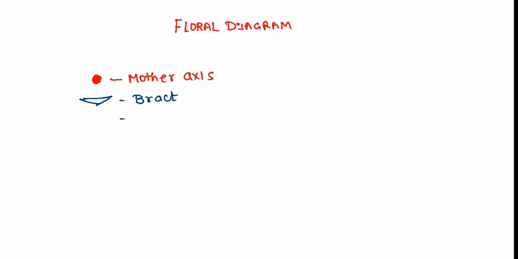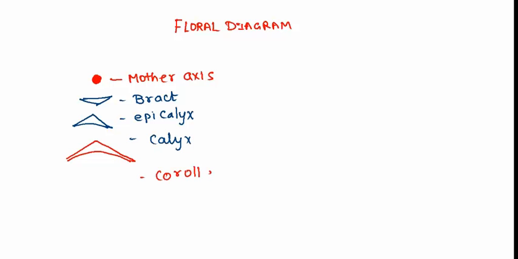Epicalyx. For epicalyx, the structure is like this. This is epicalyx. Calyx. For calyx, the diagrammatic representation is like this. This is called calyx. For corolla, or we will also call it petals, the diagrammatic representation is a half moon shape, just like this.